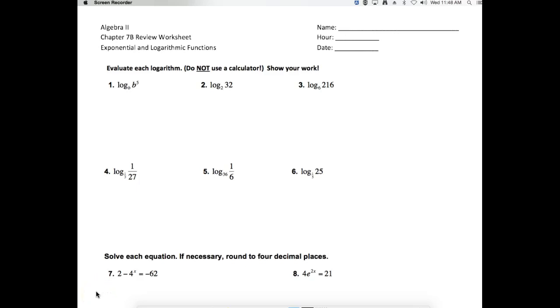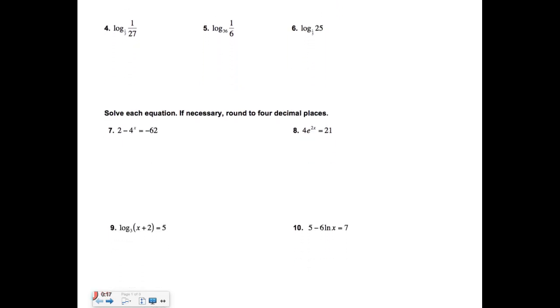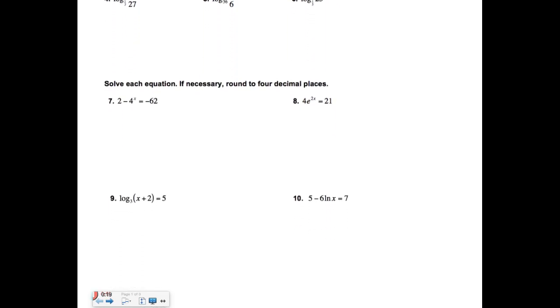All right, hello everyone. Today we are going to finish our review for our 7B test, where we just have to test on 7.5 and 7.6. So we should have 1 through 6 done. We should just be looking at these 4 problems right here and then one on the next page.